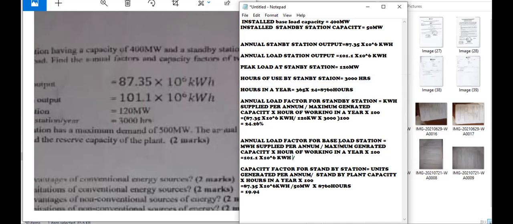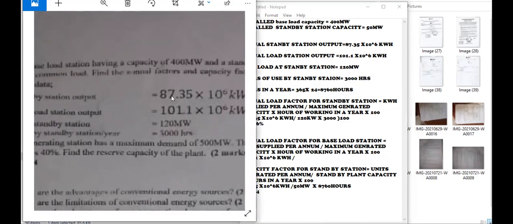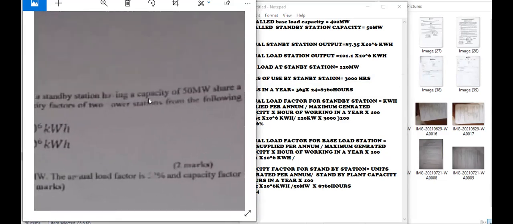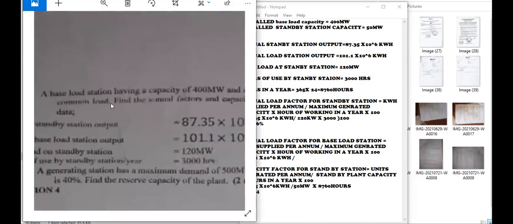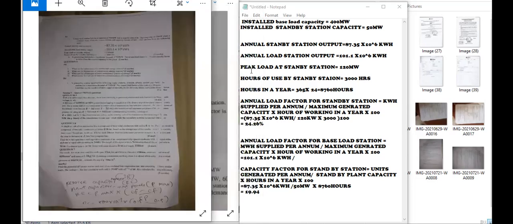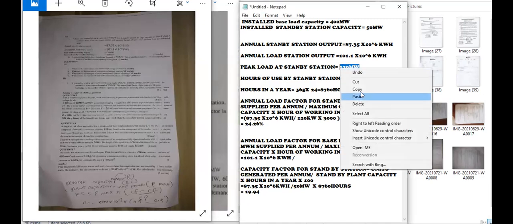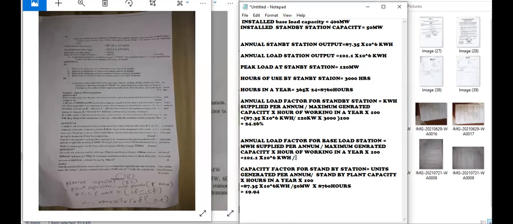This is the maximum generated load capacity. The maximum generated capacity was not given to us here. The load to us for the peak load at standby. But if you look at the question, they say that both of them share a common load. That means both of them have the same maximum peak load. So from here, we still use the same value, 120 megawatts. You use this as the maximum for the base load.